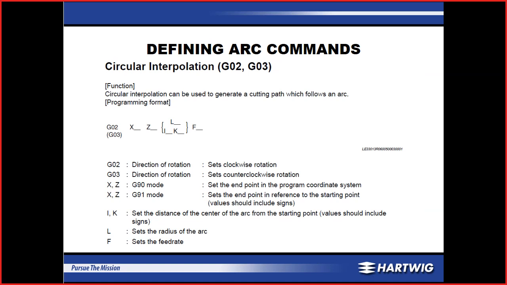Then we need to tell the machine the end point of the arc in both X and Z, in this case when we're in the G18 coordinate plane. We then give the machine an L for the radius of the arc, or we use I and K to define the center point of the arc. And we'll see an example of that in the next slide. The simplest way to define an arc on an Okuma lathe is with an L value. L is just the radius of the arc, and then F will set the feed rate.